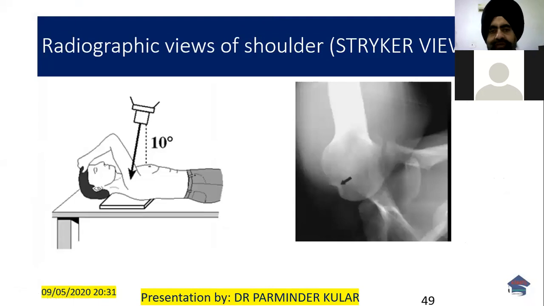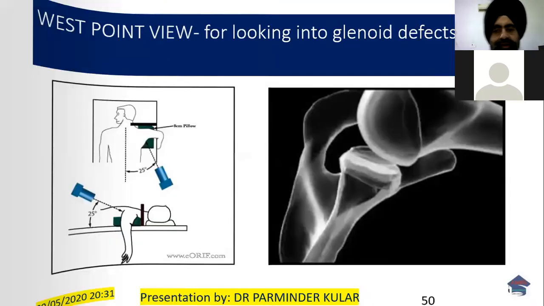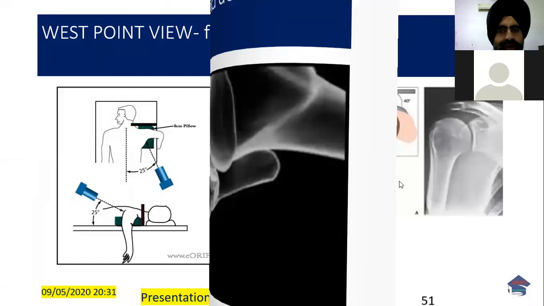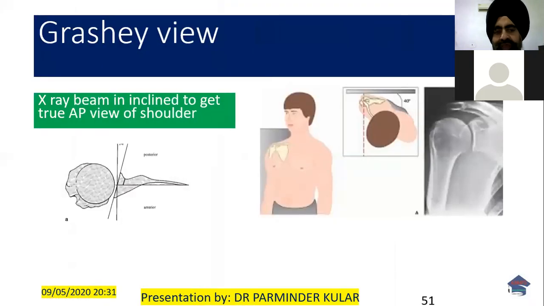So radiographic views of the shoulder. One is the Stryker's view. See, it is done in supine position, how the X-ray machine is directed. Then is the West Point view. This is for detecting the lesions of the glenoid, for assessing the glenoid bone loss. This is how it is done. West Point view, Stryker's view, and this is the Grashey view, the AP view of the shoulder.